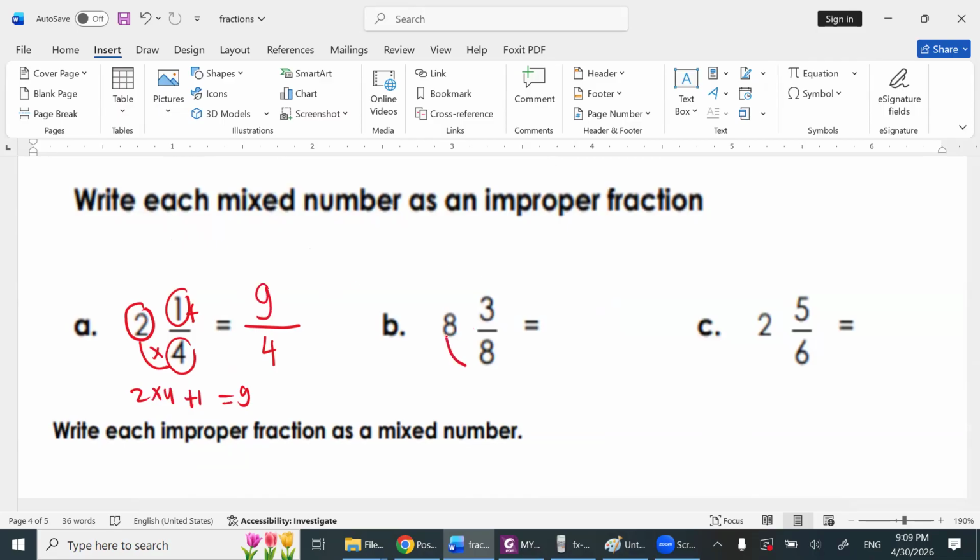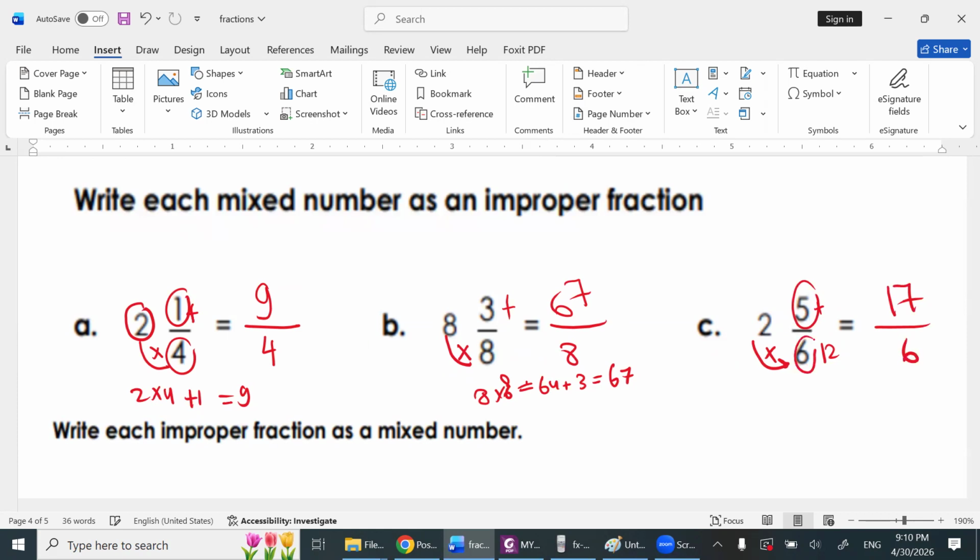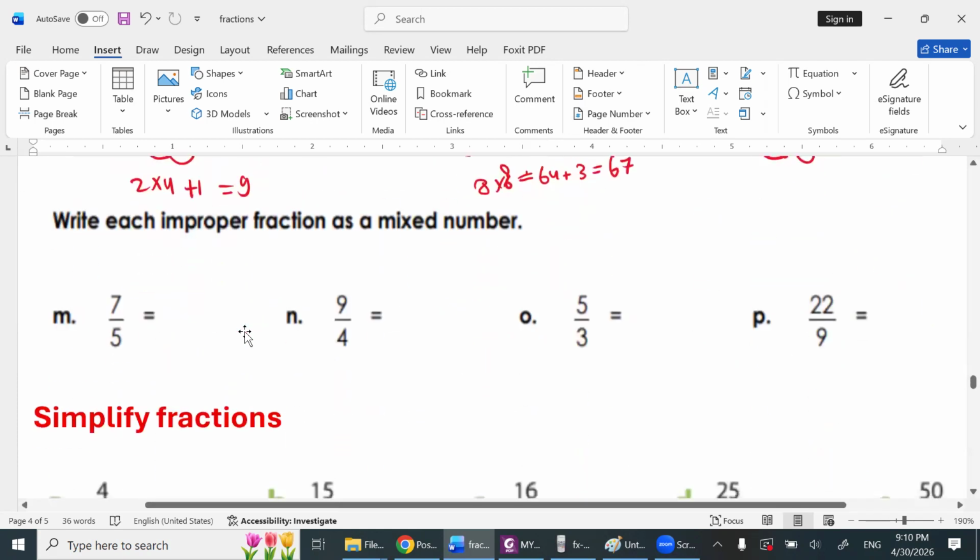By the same method, 8 times 8 plus 3. 8 times 8 is 64. 64 plus 3 gives you 67 over 8. Don't change the denominator. 2 times 6 gives you 12. 12 plus 5 gives you 17. 17 over 6. Don't change the denominator.